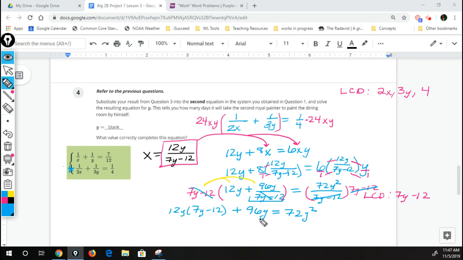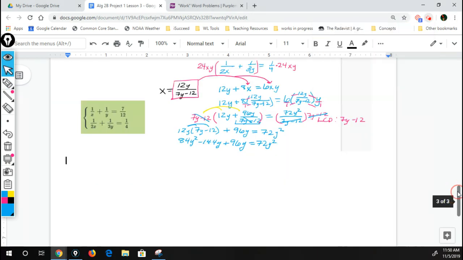Okay, still a little long, but at least there's no more fractions. I do see some multiplication here, so I got to use my distributive property again. 12 times 7 is 84. That 4 looks funny, and I think that it's a 9. 84y squared. And then 12y minus 12 is a negative 144y plus 96y equaling 72y squared. Okay, I'm running out of room, so let me pause and clean things up, and I'll be right back.